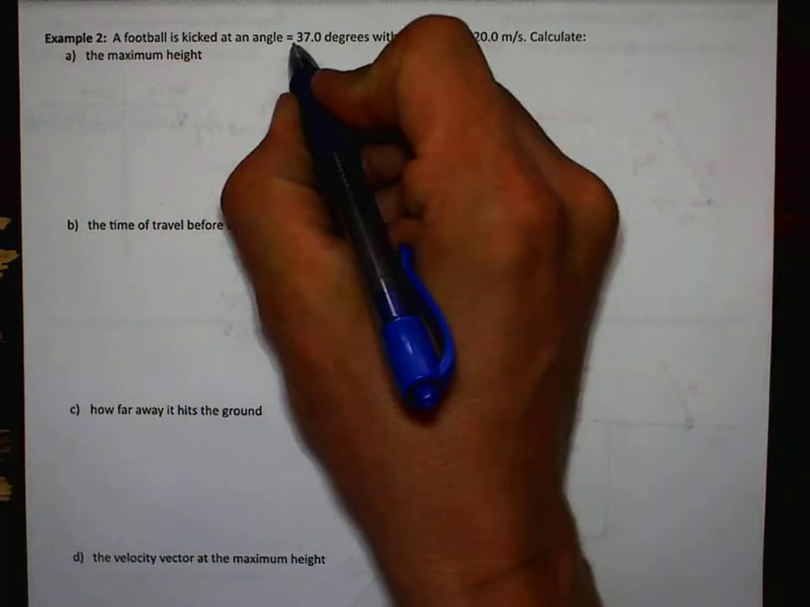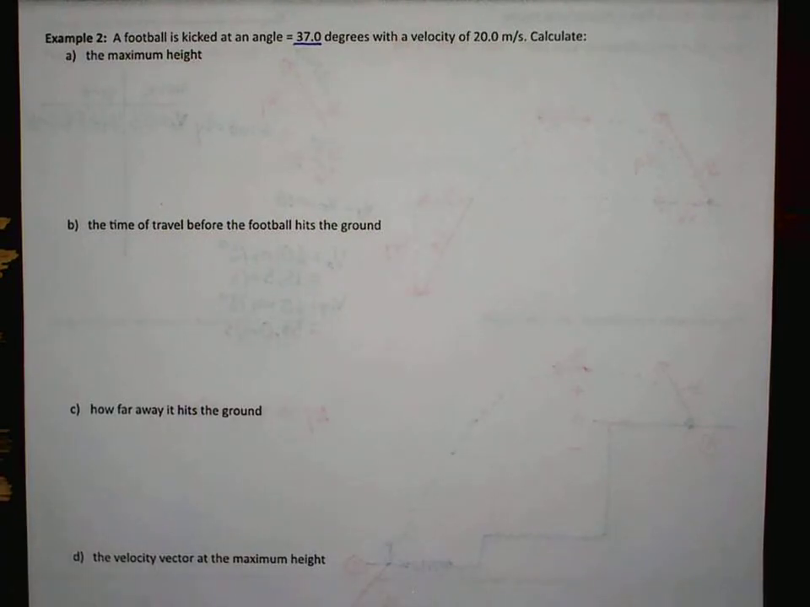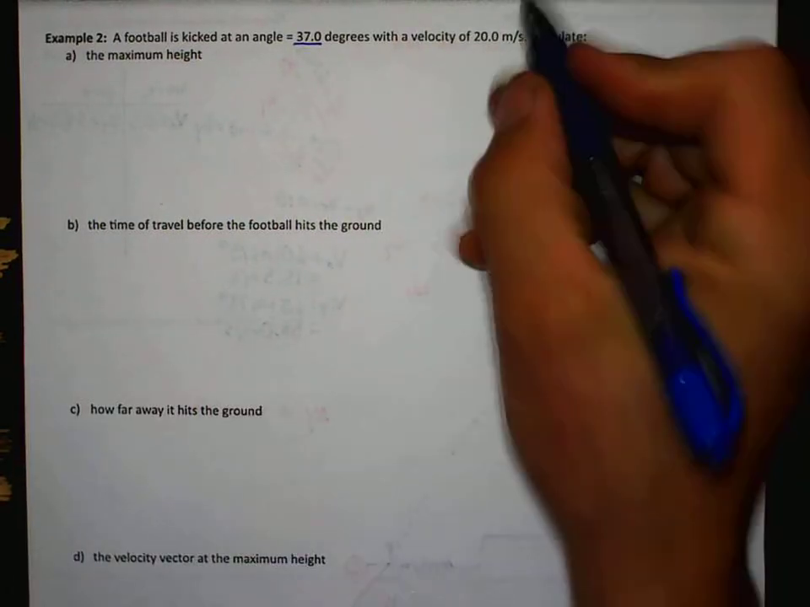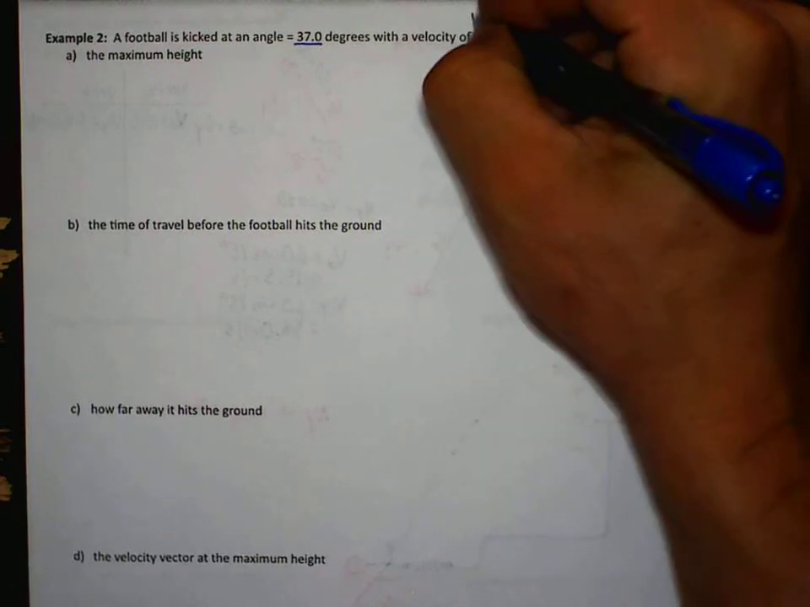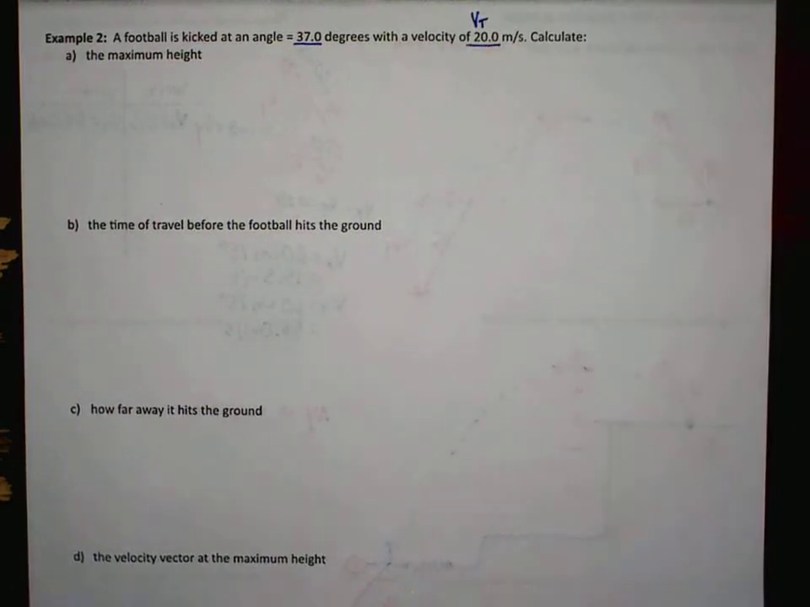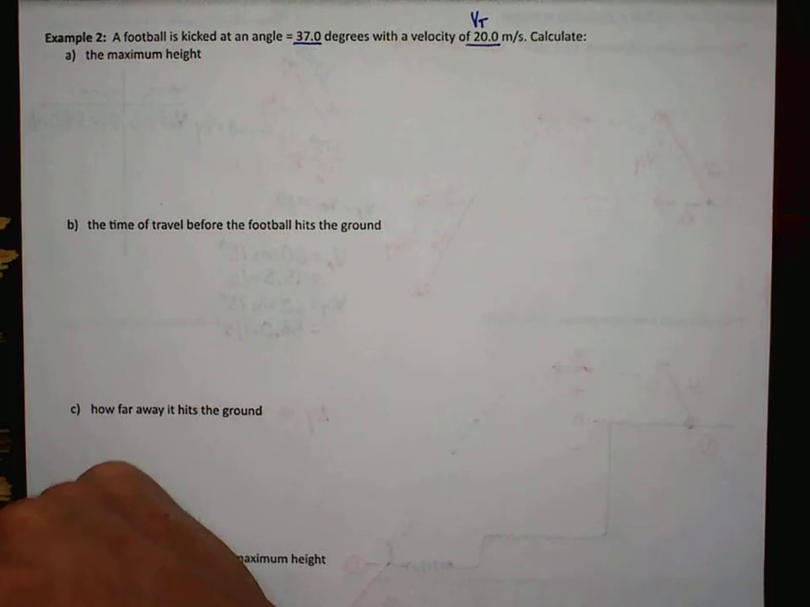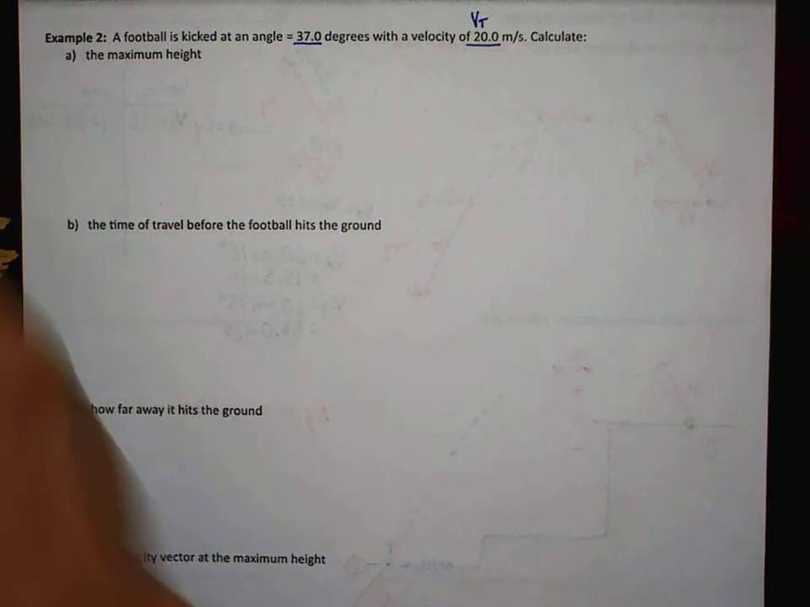Okay, got an angled projectile, 37 degrees, and it's being kicked with a velocity of 20. This is our v total. It's the velocity that's going at 37. Now that's going to change as time goes by because little g is changing that.